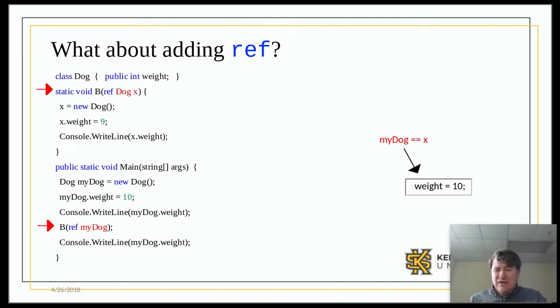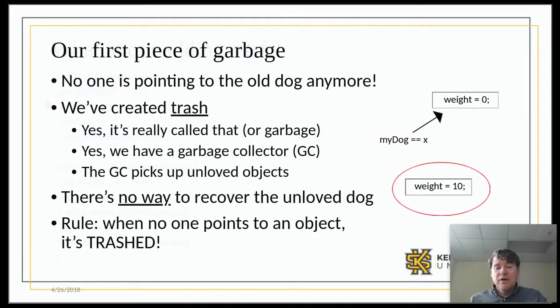And you might say, okay, cool, why are we doing this? Well, we're just going to prove something here real quick. The very first thing that happens in B is I'm going to say X, which is my reference in my local variable in here, gets new dog. And boom, X and my dog, because they are the same exact reference, now point to a whole new dog who has weight of 0. I'm then going to set weight equals 9, and I'm going to print it out, and as you would expect, what's going to happen here?